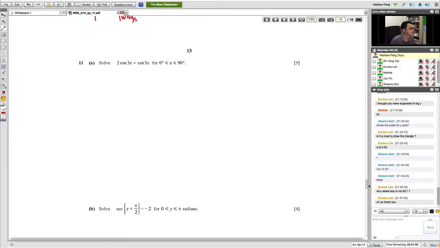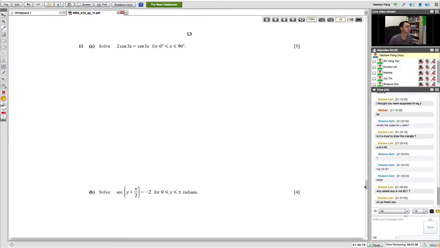Okay, question 11. Trigo. Trigo is nothing very hard here. So we solve this thing, and it says the angle is between 0 to 90, so we need to solve this first. Okay, I will do it like this. This is 2 cos 3x. And for cotangent, I will not change to 1 over tangent, because with tangent and cos, you can never solve. So I will change it to cos 3x over sine 3x, because I know cotangent is cos over sine, right?